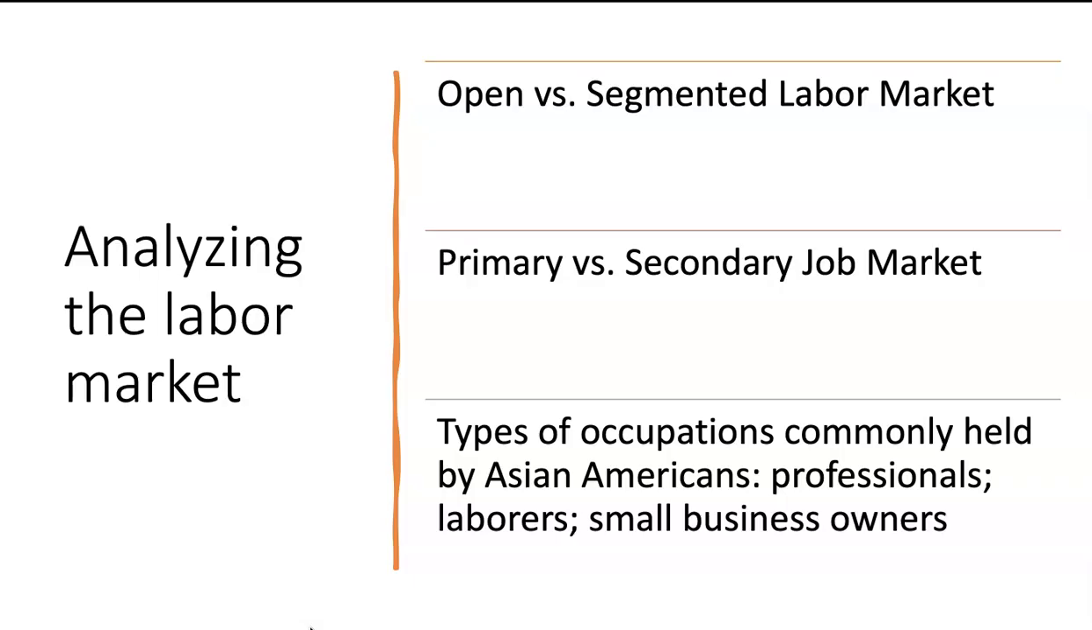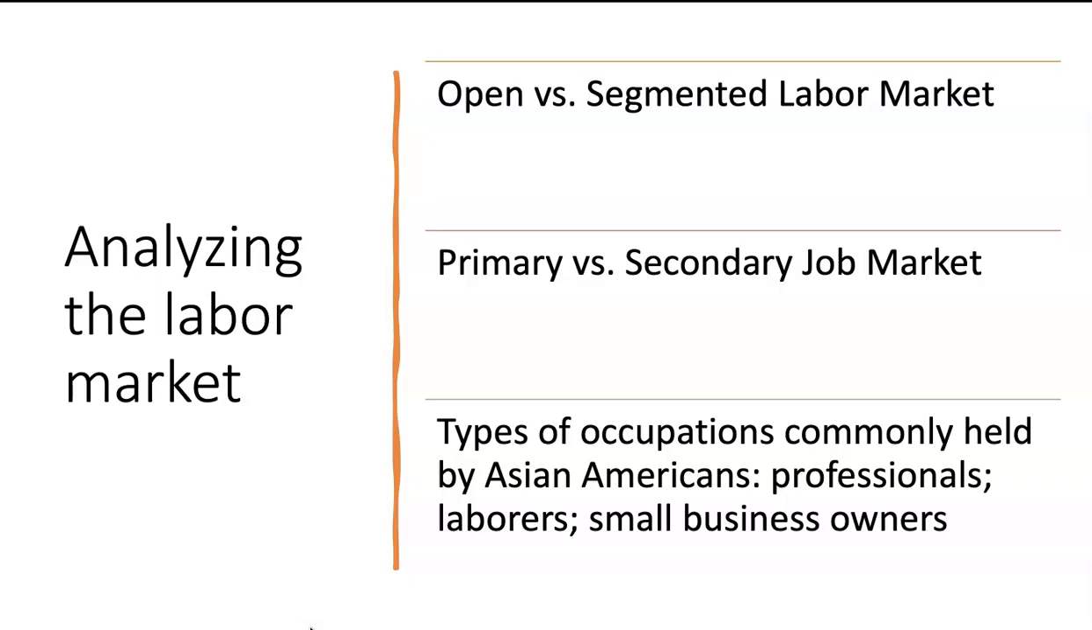Now, what we're going to do is kind of square these labor markets, both the open and segmented, and also the primary versus secondary, with more contemporary immigration when it comes to Asian Americans. Now, below on the slide, it says the types of occupations commonly held by Asian Americans. Well, certainly there's professionals, as we noted. We just discussed the 1965 Act, how that attracted professionals. And we also talked about laborers, like those in the secondary market, and also small business owners. So those are the three economic niches that tend to be occupied by Asian Americans.